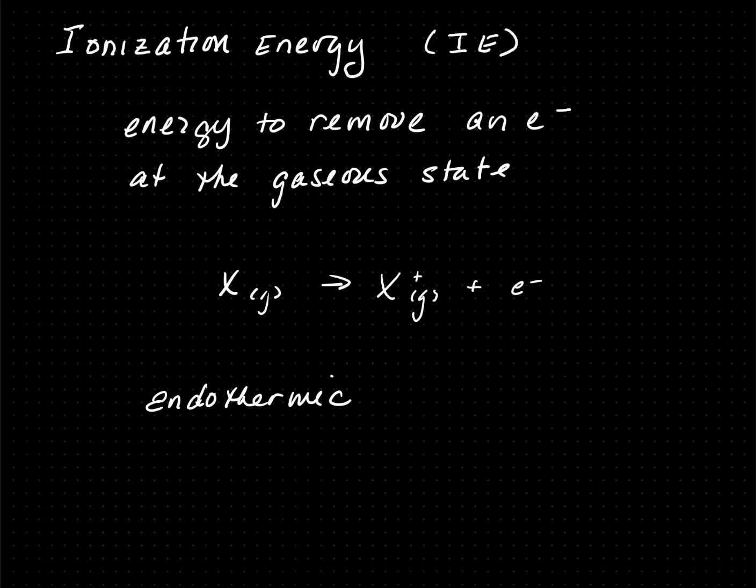So ionization energy, or abbreviated IE, is the energy to remove an electron at the gaseous state. If I write this in an equation format, we have element X in gas. An electron is removed, so it becomes X plus gas. So it becomes a cation. Ionization energy is endothermic. That means it is positive. In order to remove that electron from the atom, we need to input energy.